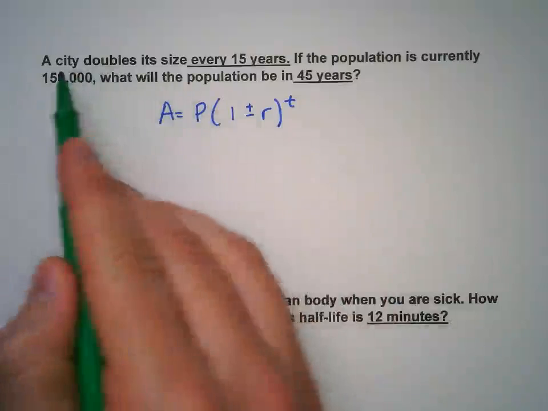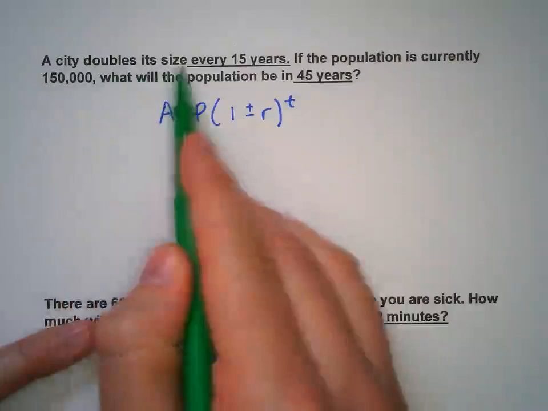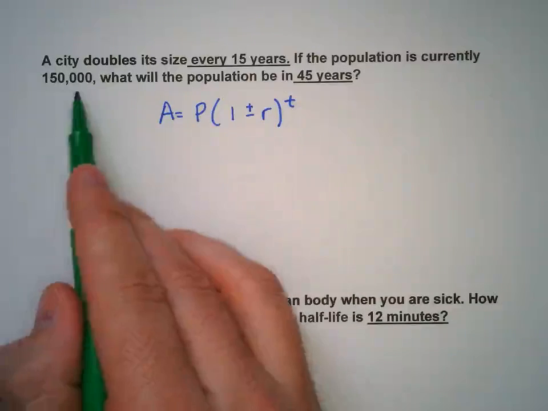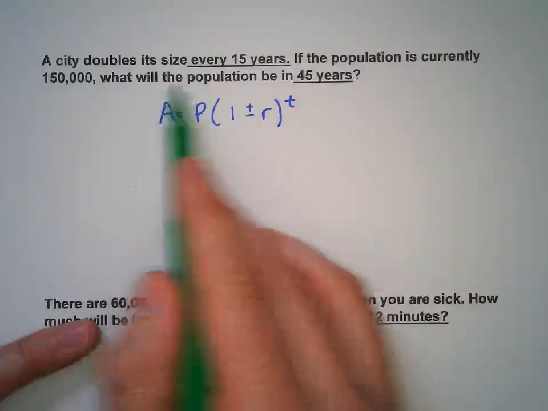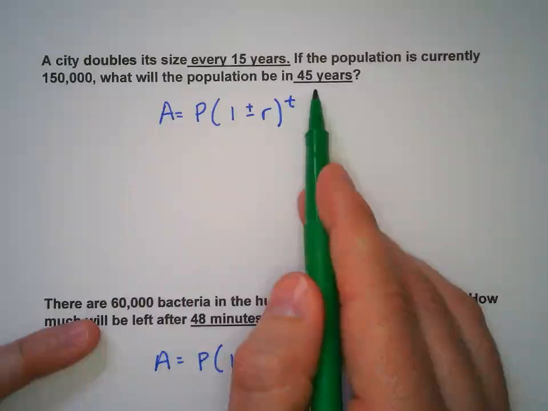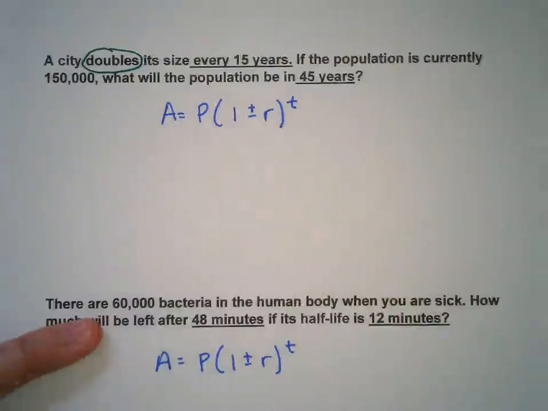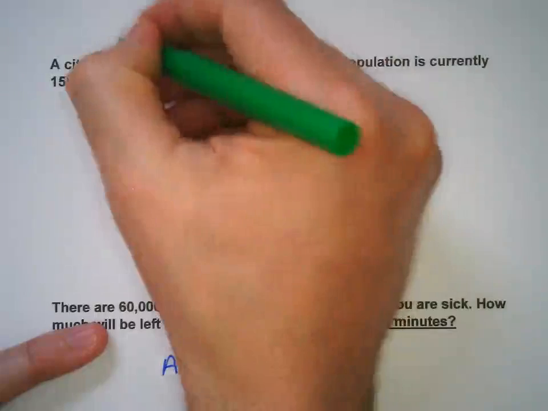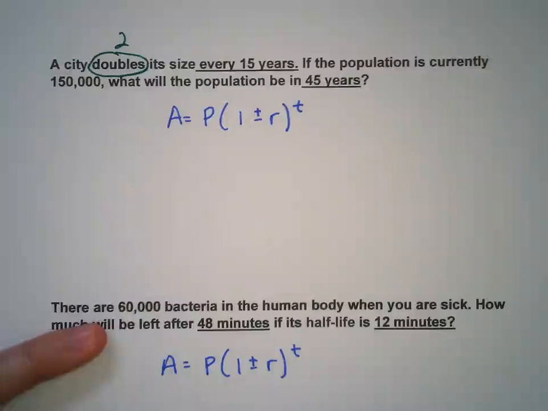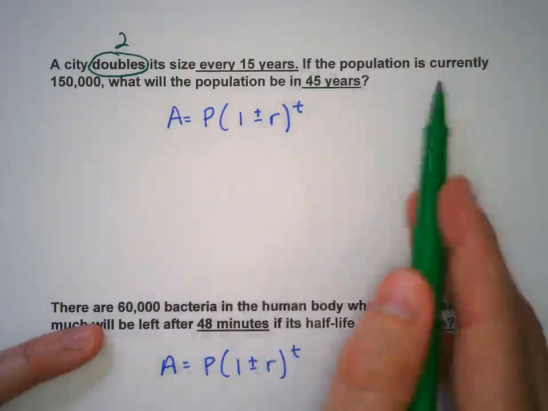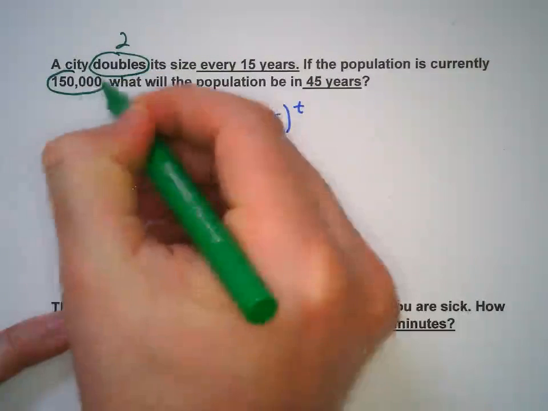So check this out. It says a city doubles in size every 15 years. If the population is currently 150,000, what will the population be in 45 years? So a couple things you need to know here. Doubles. What does doubles mean to you? To me, doubles means 2. We're multiplying by 2. Every 15 years or 45 years, we'll talk about in a second. But the current population is 150,000.